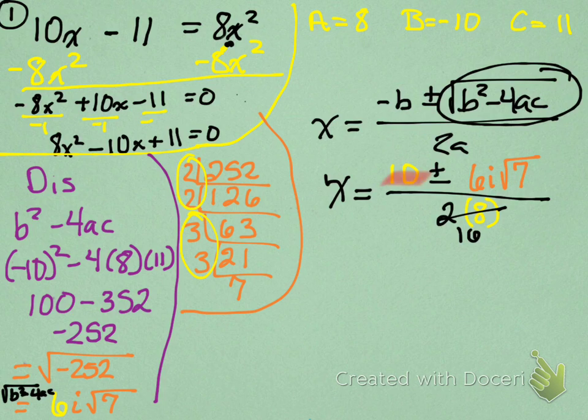So looking at these places, is there a number that will divide into those 3 spots? So they're each divisible by 2. And so I am going to divide 6 divided by 2, 10 divided by 2, and 16 divided by 2. So what's 10 divided by 2? 5. 6 divided by 2? 3. And 16 divided by 2? 8.